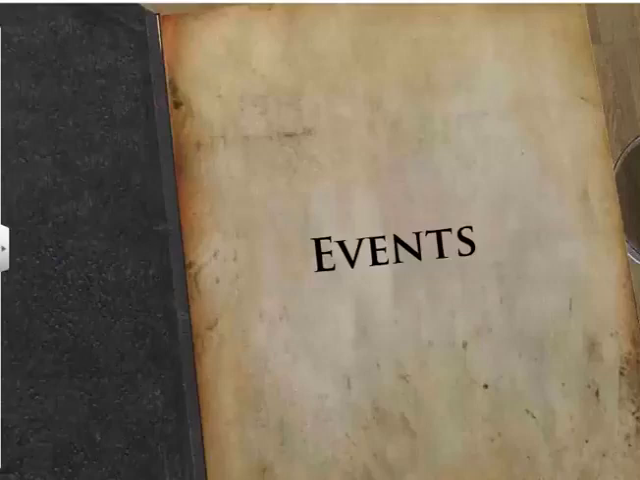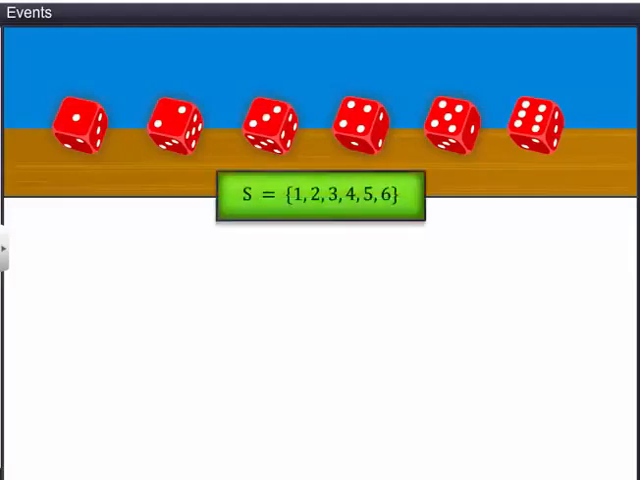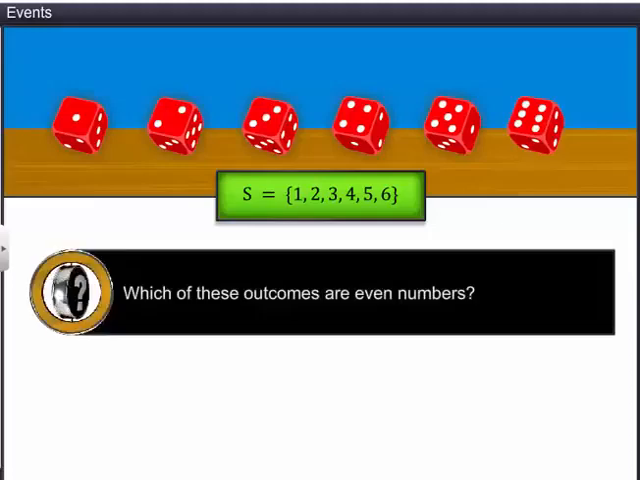In this module, you will learn about the different types of events in probability. Let's consider an experiment of throwing a die once. The sample space associated with this experiment is 1, 2, 3, 4, 5, and 6. Which of these outcomes are even numbers? They are 2, 4, and 6.